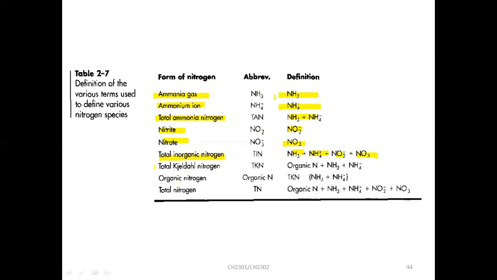Then there's another measurement, total Kjeldahl nitrogen. The Kjeldahl apparatus is used to measure nitrogen. So total Kjeldahl nitrogen means organic nitrogen and ammonia and ammonium ion. Organic nitrogen means ammonia and ammonium ion. Okay. Then total nitrogen means organic nitrogen and nitrate and nitrite.